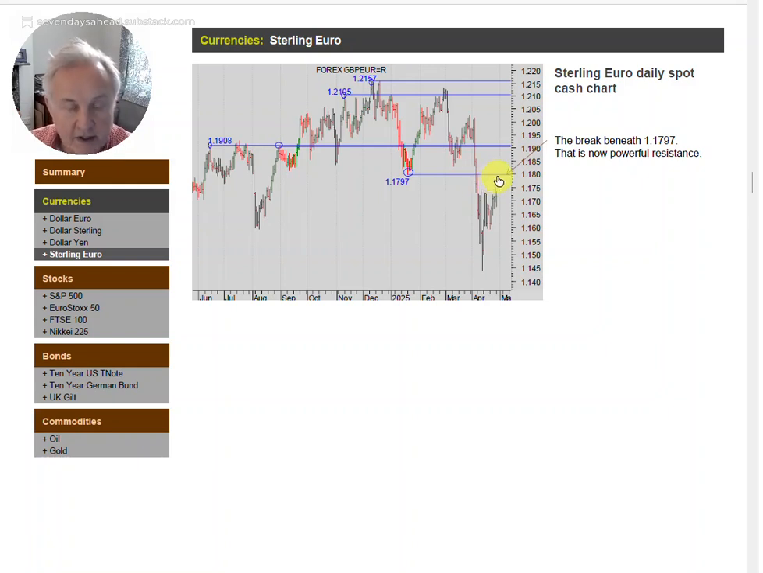117.97 will be good resistance. A little further to go, possibly, but it will run into resistance if the dollar tries to strengthen a bit more against the weakening, retrace a bit more. So, just as the dollar will run into resistance, so will sterling.